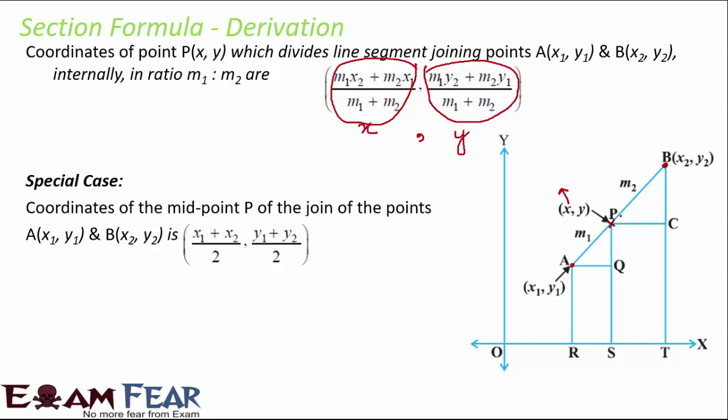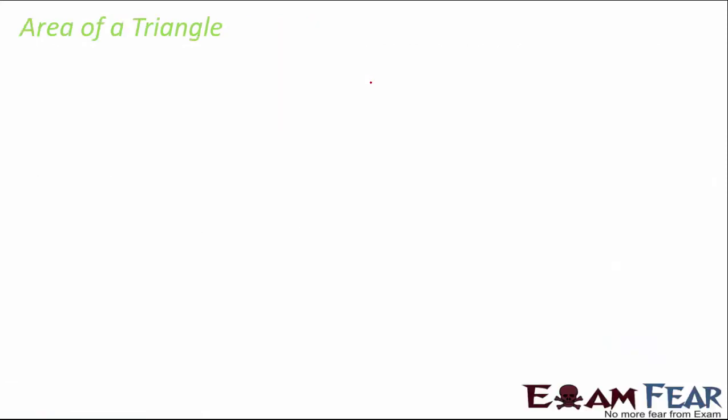Now, a special case can arise, which is if the point P is the midpoint of AB. That is, if m1 is equal to m2, in that case, the coordinates of point P will be x1 plus x2 by 2 and y1 plus y2 by 2. Now that's quite obvious, right? Because in that case, m1 and m2 are equal. So that's the section formula.